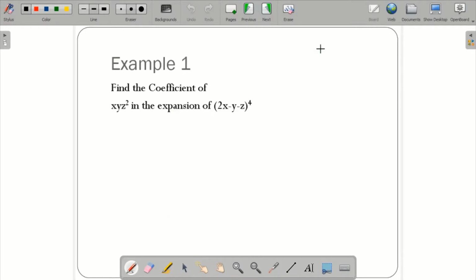So let us go to example 1. Here we are told to find the coefficient of x y z squared in the expansion of this. So what you're supposed to do is first try to expand this, similar to how we did in binomial, and then find the coefficient corresponding to this particular term. So let us solve this in the new page.